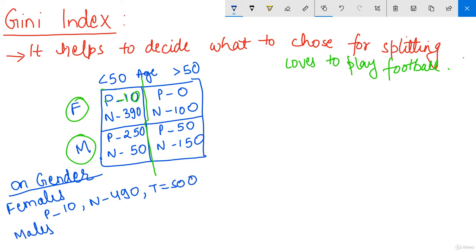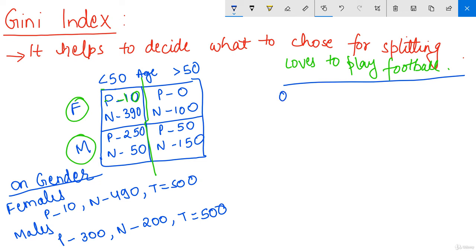For males, you can see there are 300 in total who love to play football, like 250 plus 50, 300. And 200 don't play football. So your total is again 500. This is on the basis of gender. I want you to make a note of all this, because for the next step I have a note of all these things, but I will see from that and do the rest of the calculation. But you should have a note as well to understand what I'm trying to explain here. So this is on the basis of gender. On the basis of gender, we ignore age. Now on the basis of age, we'll ignore the gender. Okay.